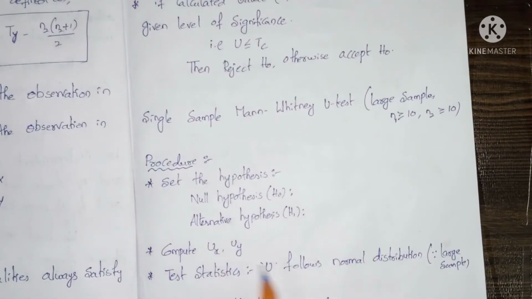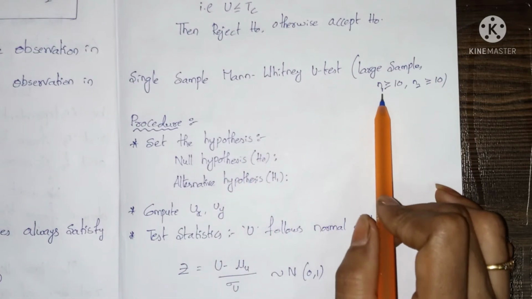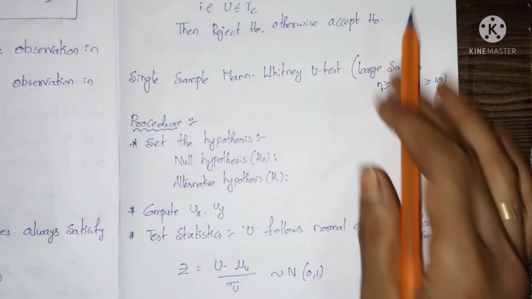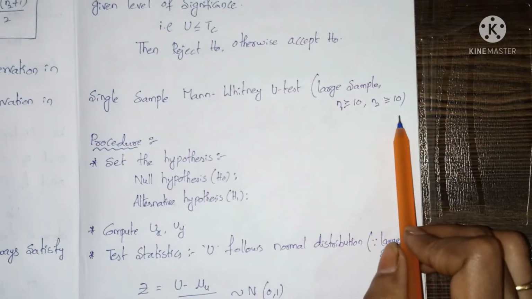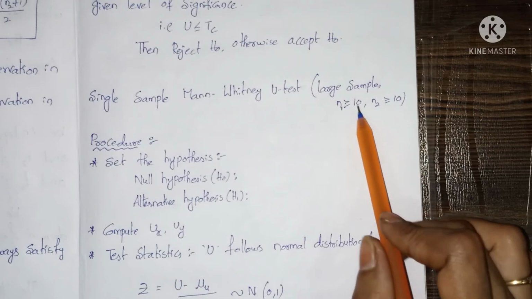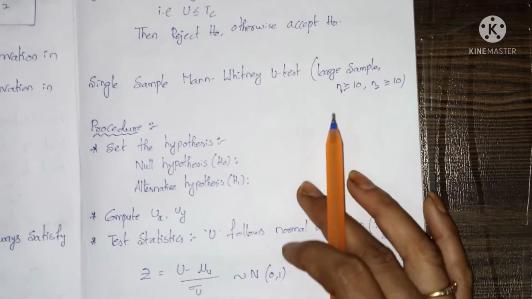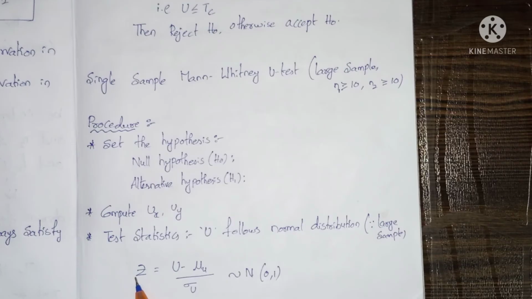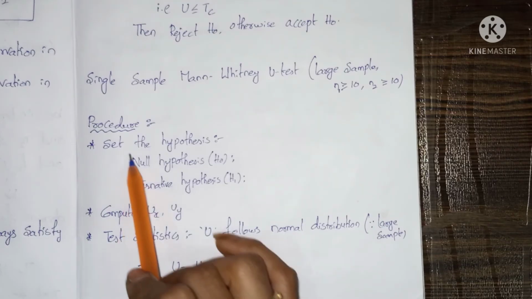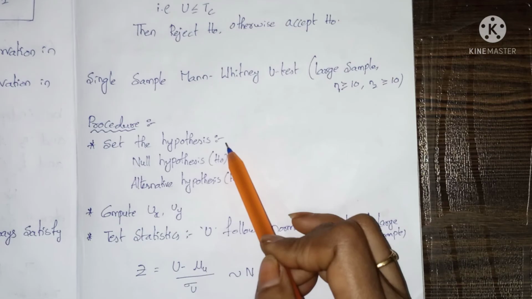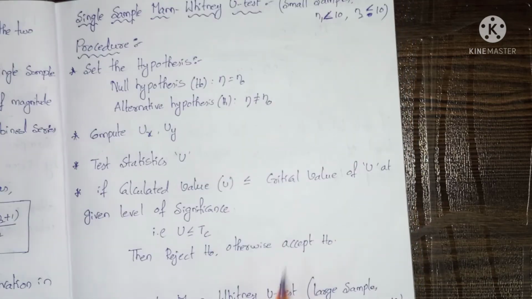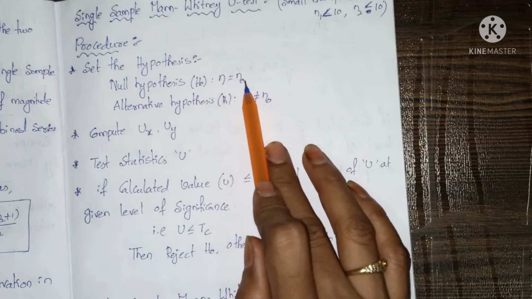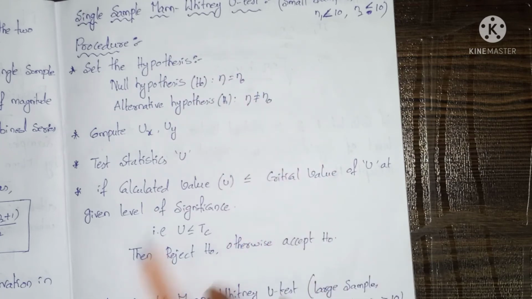Now we will see the large sample. Large sample, you all know, means here n1 greater than or equal to 10, and n2 also greater than or equal to 10. Which distribution does a large sample follow? Normal distribution, which is denoted with Z. The procedure is the same. First we set up the hypothesis: the null hypothesis is eta equals eta 0, and the alternative is eta not equal to eta 0.